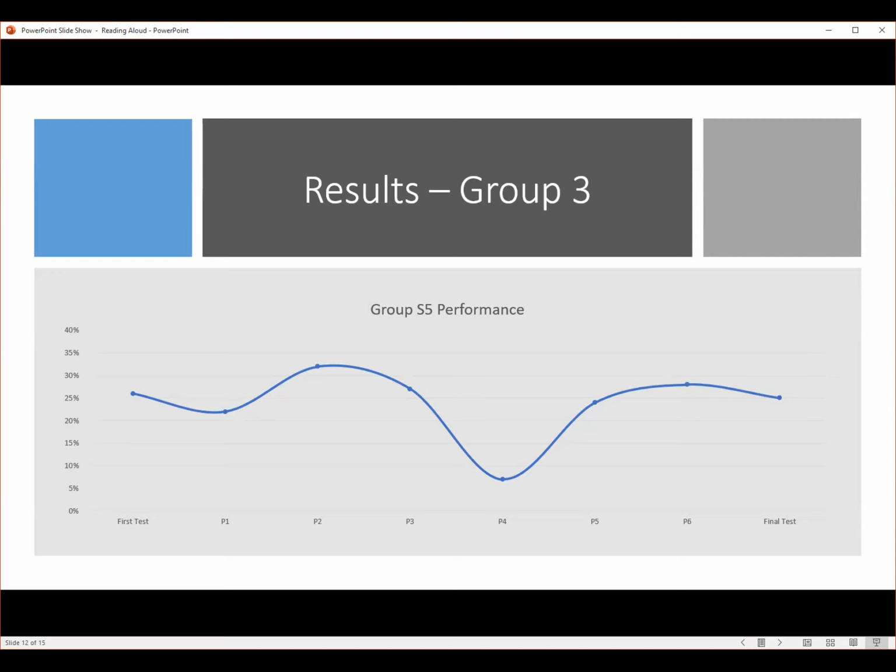And another who was absent more often than not. But this student always had a peer. Always had somebody to work with. But as you can see, this is a student who over the course of the project didn't really make any progress comparing the start with the finish, and even got quite a bit worse at one stage. But for one of the readings, P4, did a fantastic job.